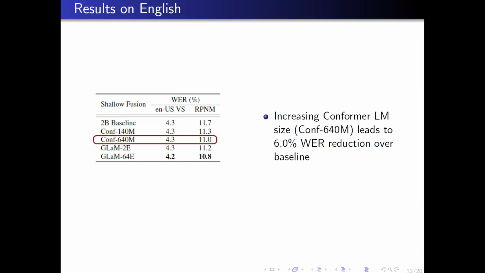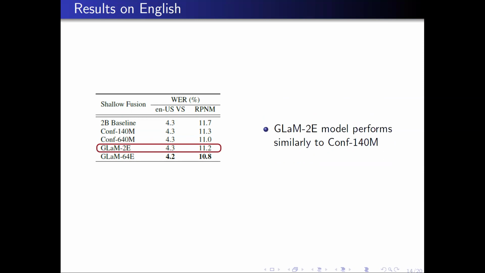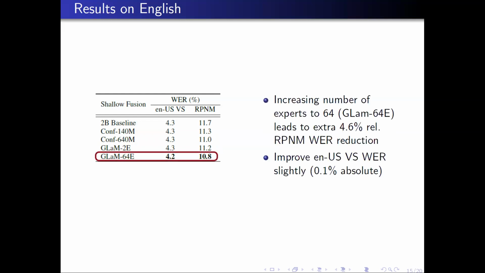Moreover, increasing the conformer language model size from 140 million parameters to 640 million parameters leads to a 6% word error rate reduction over baseline. A GLAM model with two experts performs similarly to the conformer with 140 million parameters. And increasing the number of experts to 64, or GLAM 64E, leads to an extra 4.6% relative rare word error rate reduction. And it also improved the word error rate on the voice search general test slightly, 0.1% absolute.